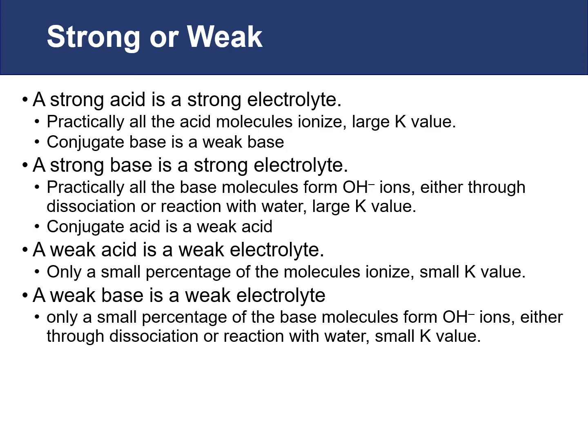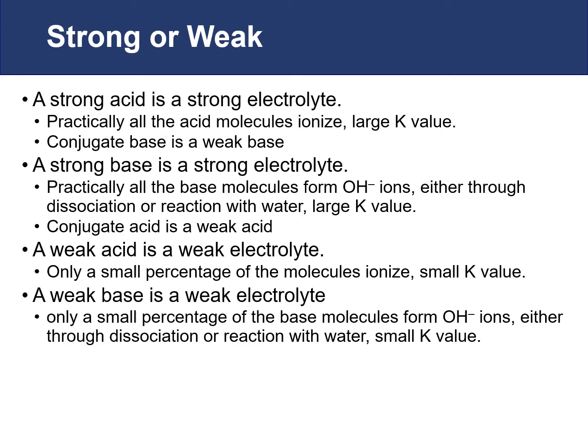So, a strong acid is a strong electrolyte, meaning that it will break apart, giving us a lot of ions which can shuttle charge around in an aqueous solution. It enables the solution to conduct electricity well. Practically all of the acidic molecules will ionize. This is because you have a large K value. The conjugate base will be a weak base.